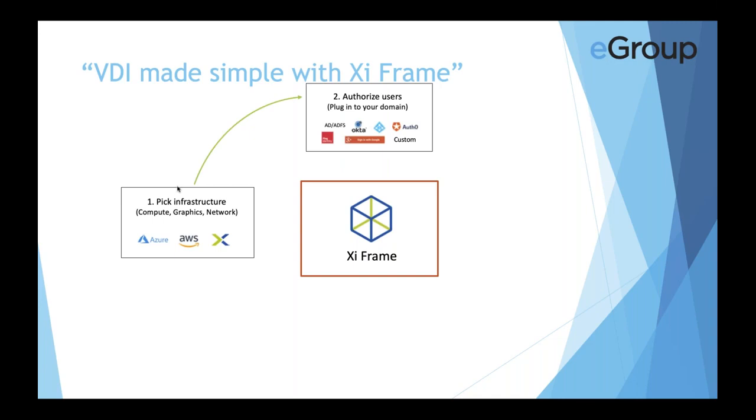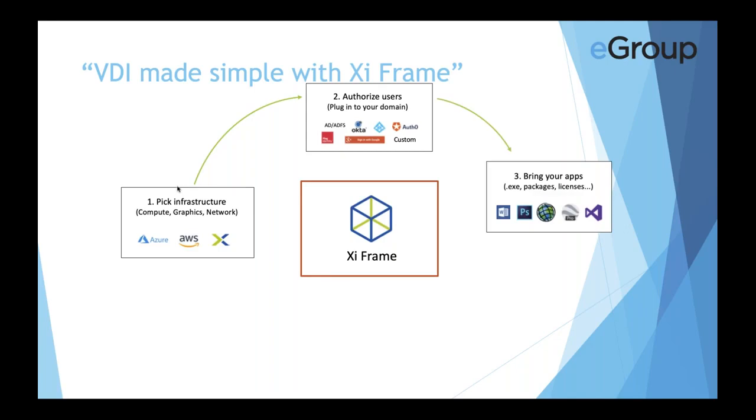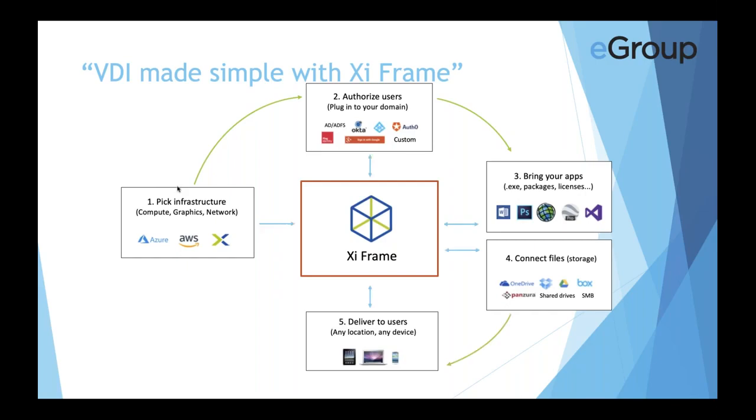Authorize our users. How are we going to authenticate the users? Is this going to be just native authentication to Frame, or are we going to tie this into some sort of directory authentication, such as ADFS, or some other custom provider? Bring your apps. The first three really are kind of standard, right? The difference being now we can easily and quickly pick our cloud platforms versus being tied into on-prem or needing to figure out a different way to integrate with other cloud providers. So 1, 2, and 3, pretty simple. 4, we're going to connect our files to whatever storage platform we want. 5, we're going to deliver it to end users. So this is VDI made simple, right?